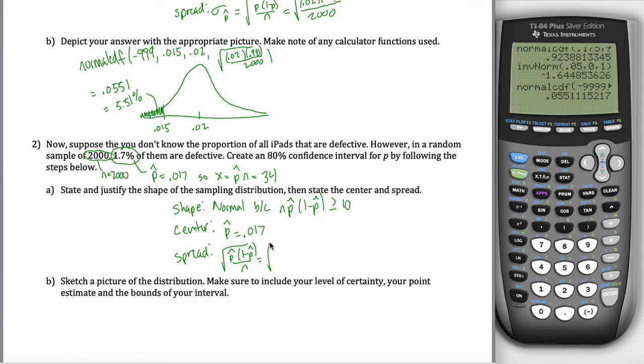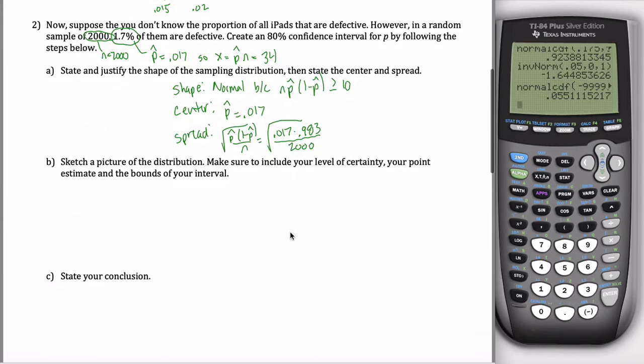So the spread would be the square root of 0.017 times 0.983 divided by 2,000. And you don't need to calculate that. Picture the distribution. All right, here's my distribution. Point estimate, that's 0.017. Level of confidence, or level of certainty, that is 80%.